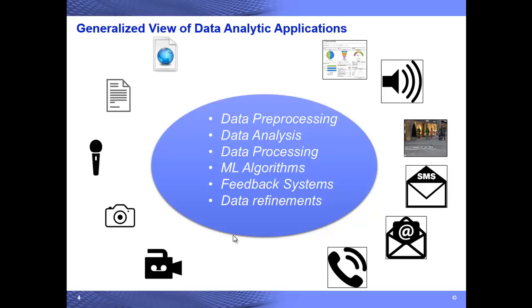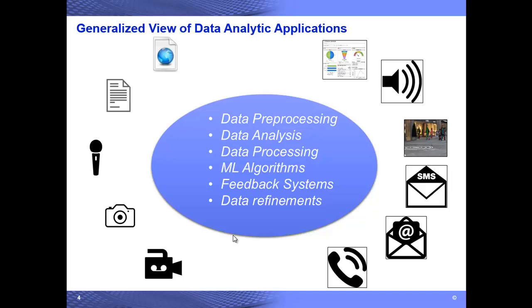So once we have this data, we are going to do the pre-processing. Again, it is a very generalized view. We might not need one of these steps. But still, in general, we have data pre-processing, data analysis, data processing, ML algorithms, feedback system, and data refinement as steps to achieve a better result in data analytics applications.